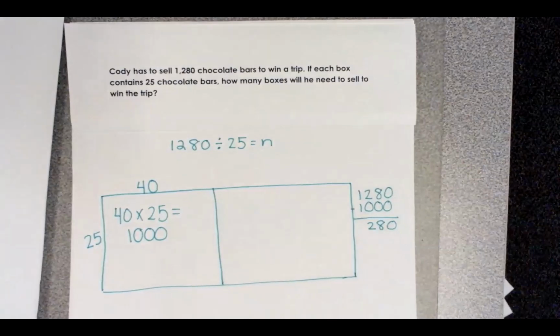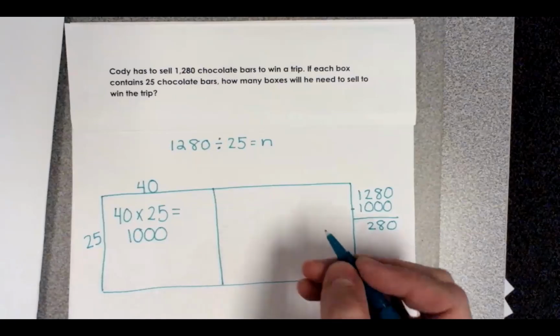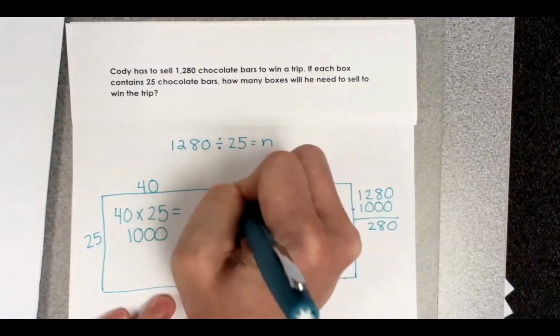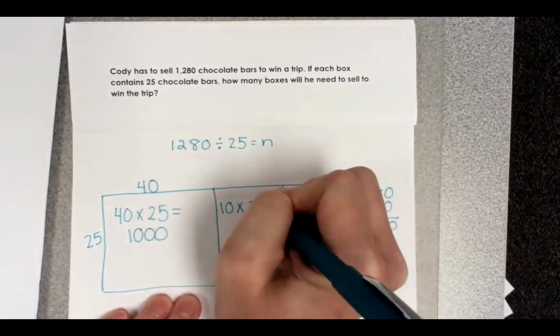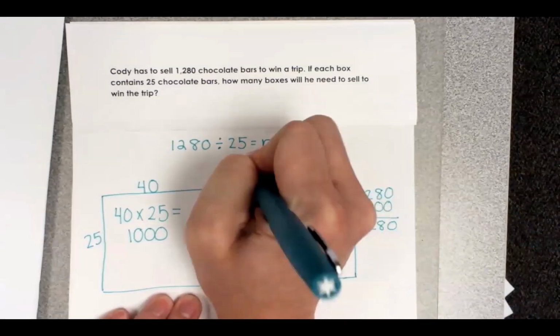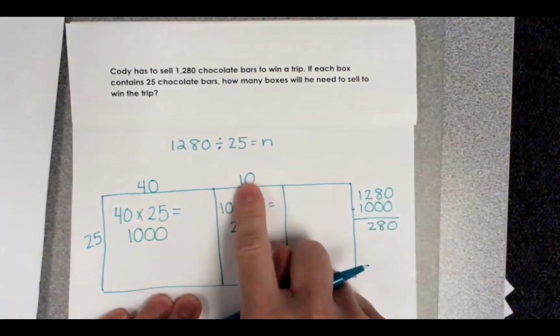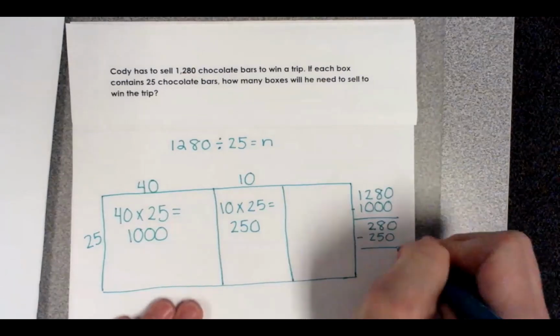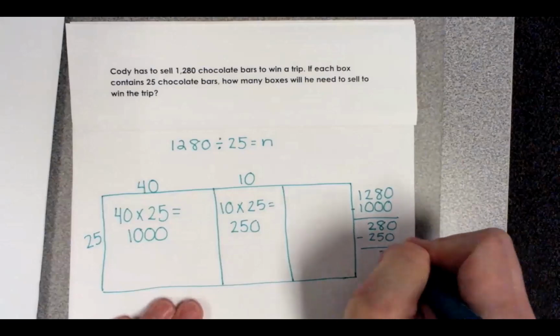So this means I still need to determine how many more equal groups of 25 I could make out of 280. So I know that 10 groups of 25 equals 250. So this is less than 280. So I'm going to partition another section of my area model to record 10 times 25 equals 250. Again, I'm going to write my partial quotient of 10 above the section I just partitioned, and then I will subtract 250 from 280. And this leaves me with 30.